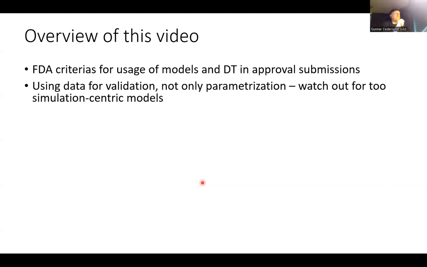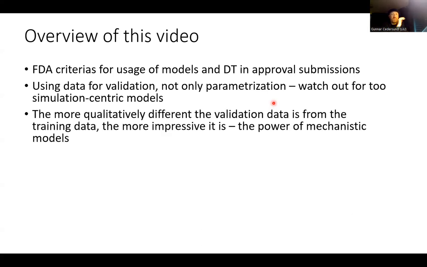sound. So I'll point out particularly the importance of using data for validation. So not only use data for parameterization, but also for validation. And I will point out that there are many situations where the simulation of a model has a way too central place in modeling. It's, if you can do a simulation, you are done. It is often the case in many fields, and I really want to point out that this is not what the FDA says. If you want to use it for end usage, you need to go beyond that.